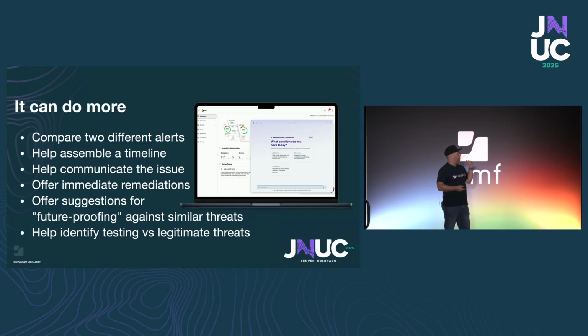It can help communicate the issue, as we saw, offering remediation suggestions. It can also offer suggestions for future proofing. If it detects that this thing happened because somebody plugged in a flash drive, maybe it will recommend that you start restricting flash drives or something like that. And one of the coolest things that I think it can do is help identify testing versus legitimate threats. This actually caused problems when I was trying to build this presentation, because the attacks that I was doing looked like testing, because I was not actually attacking my own machine, and therefore the AI assistant was not providing remediation suggestions because it knew that this stuff had already been cleaned up. It knew that this was just testing.